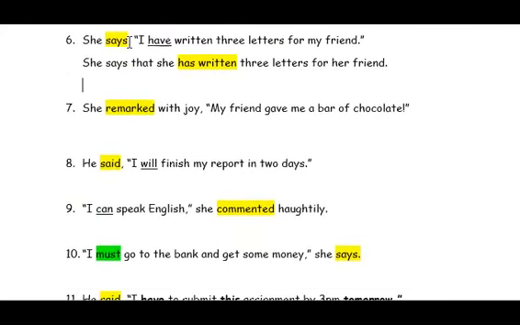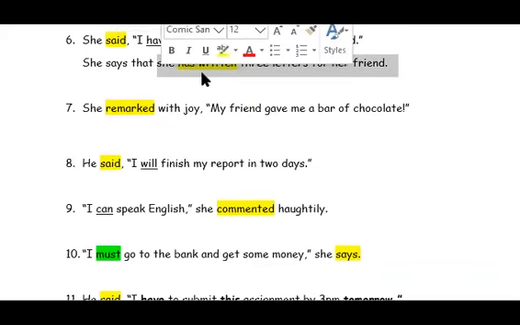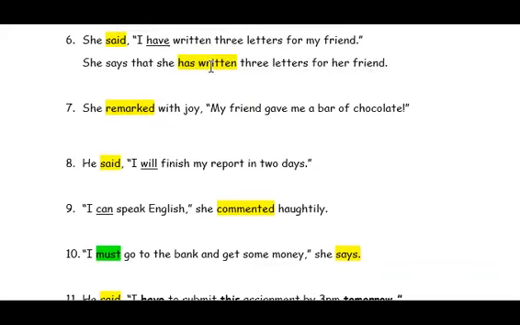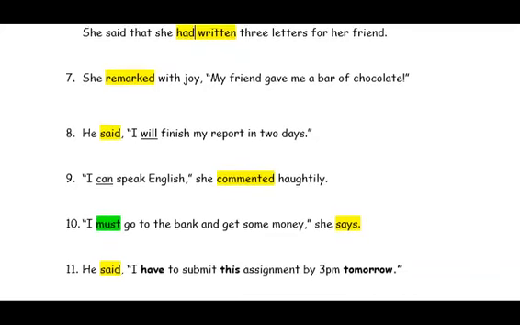Moving on. So just say I changed this to past tense. She said. Now everything else changes here into the past tense. Instead of saying that she says, you're going to change it to she said. Instead of saying has written, it would become had written, right? 3 letters for her friend.